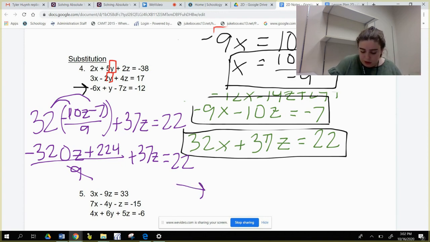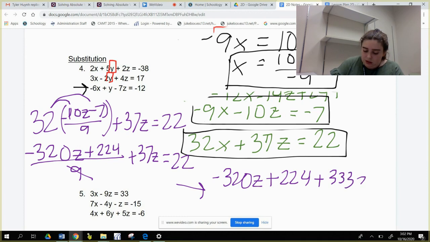Okay, so I'm going to move my work over here. So we have negative 320z plus 224, and then we said 37z times 9 is plus 333z. Okay, and then we multiply the right side by 9. It's going to be 198. Okay, so now all we have to do is combine our like terms. So combine those z terms together. So 333z minus 320z. We're going to get 13z, positive 13z.